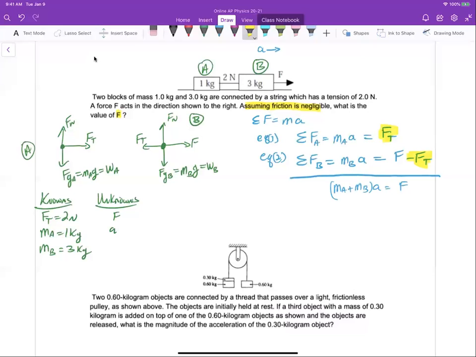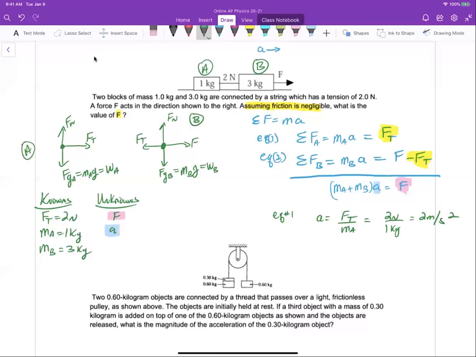What am I trying to find? I'm trying to find F. So there's my unknown. But look at what I have: I have acceleration in here, and I don't know it. But if I use equation 1, I can find a. I will rearrange equation number 1 for a. I find that a is equal to the force of tension divided by the mass of A. I know the mass of A, I know the force of tension. 2 newtons divided by 1 kilogram is 2 meters per second squared.